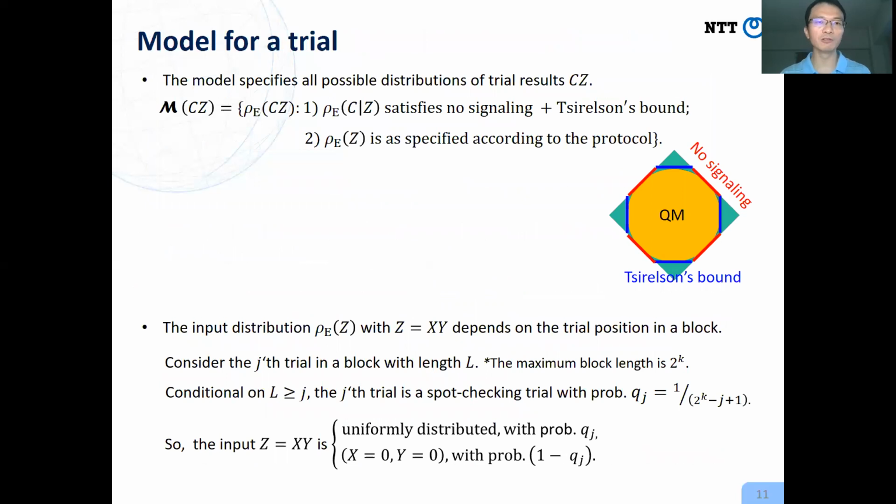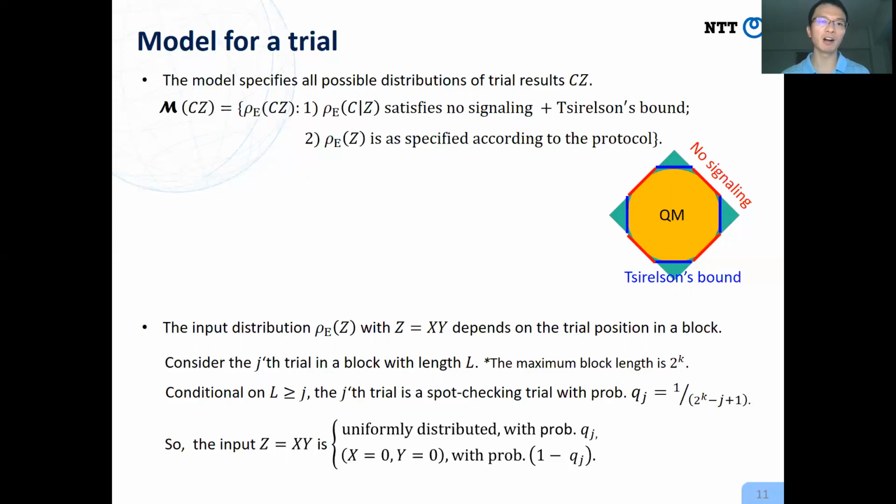Next, let's see how we describe a trial. The model of a trial includes all possible distributions of trial results. According to quantum mechanics, all the possible distributions form a convex set. However, this convex set has an infinite number of extreme points. This is not good for implementing our method. Instead, we use a superset of this quantum set. The superset is a convex polytope with a finite number of extreme points.